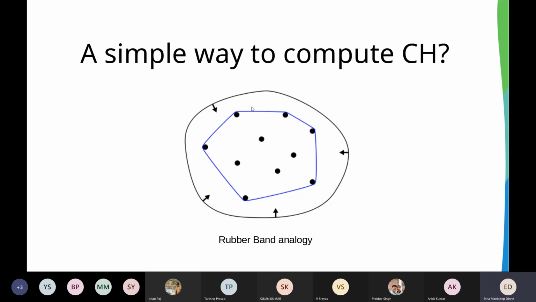You can do this. You can take a huge rubber band, stretch it until it encompasses all the points, and then leave it. So if you stretch it something like this, the black one, and then leave it, it will ultimately end up becoming something like this. Now this blue boundary will be the convex hull of the whole set of points.